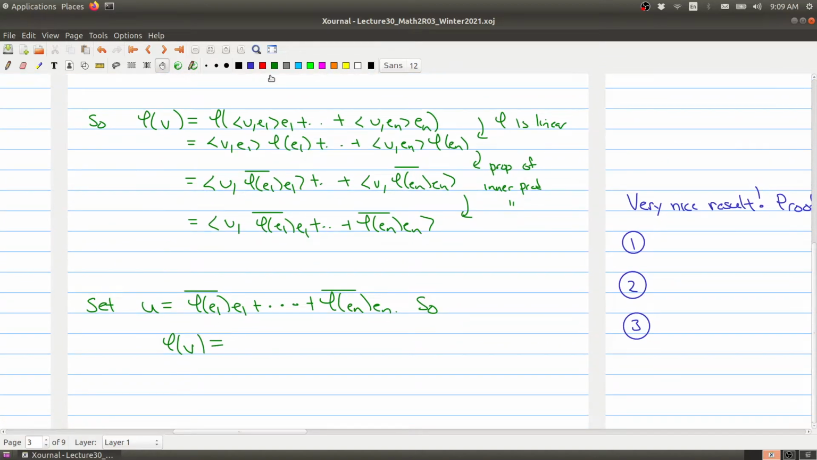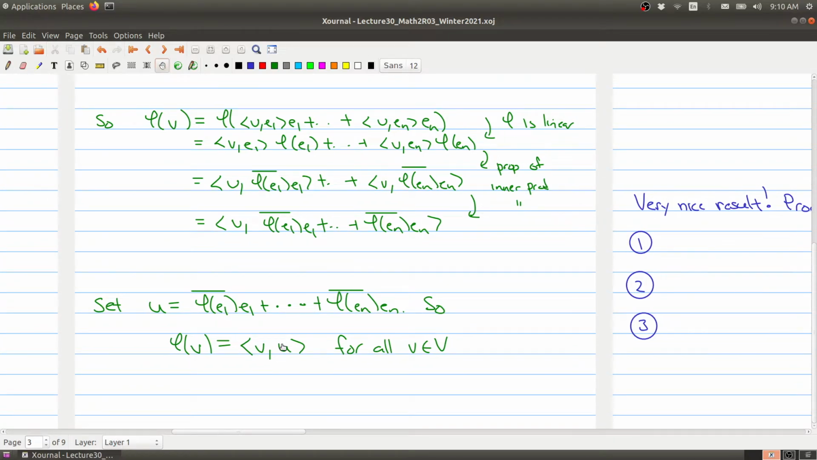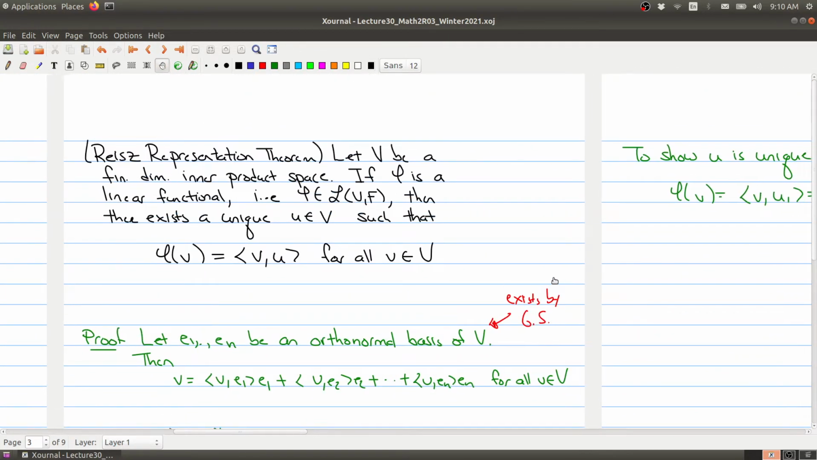And so what we have is that for any vector V, our linear functional is the same thing as taking the inner product of V with U. Right? So this is true for all V in V. So the first thing here is that our linear functional can be expressed as an inner product with some particular element U. Now the next thing that we want to prove is that this U is unique.